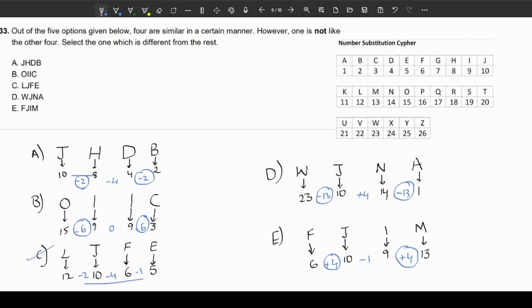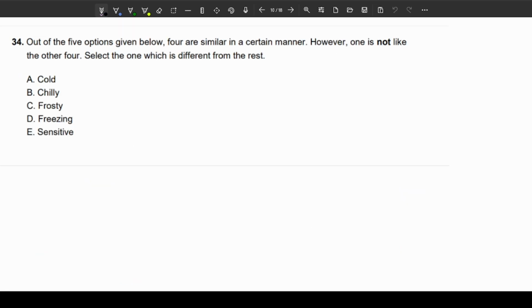This is how you solve this problem. Let's go to the next question. Let us determine which one is different from the rest. Cold, chilly, frosty, freezing, sensitive. All I could think of is cold, chilly, frosty, freezing are all related to cold, ice, anything. But sensitive is different. Hence, your answer would be E.